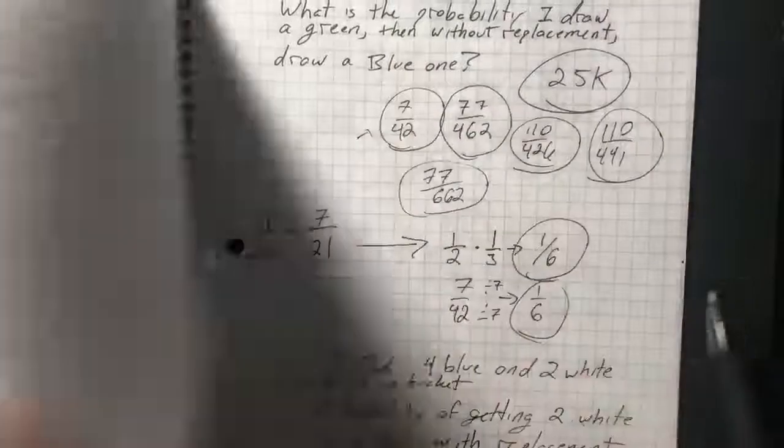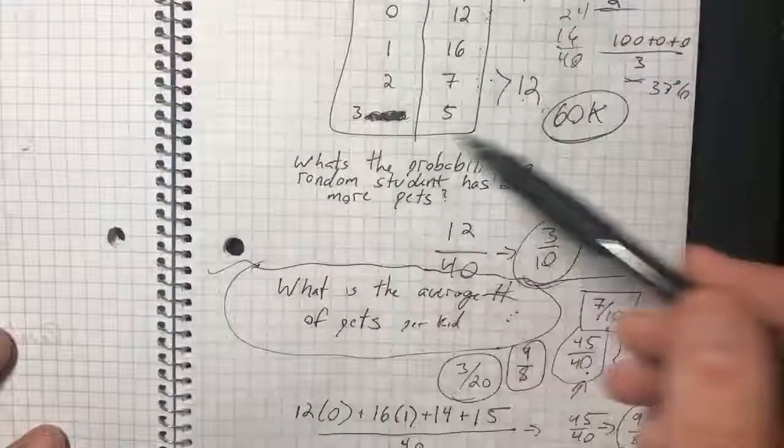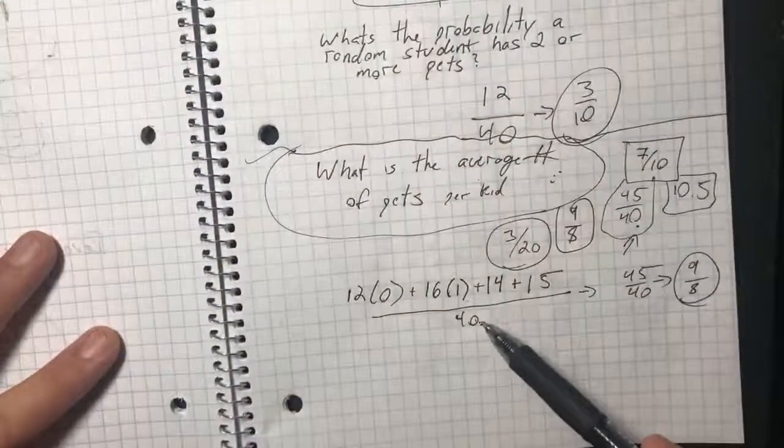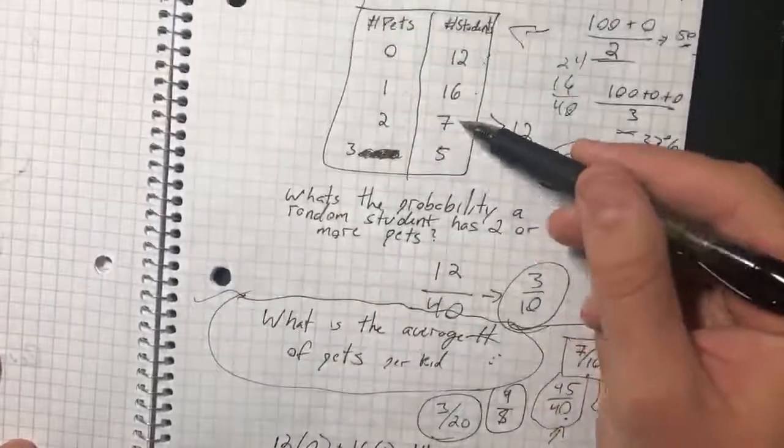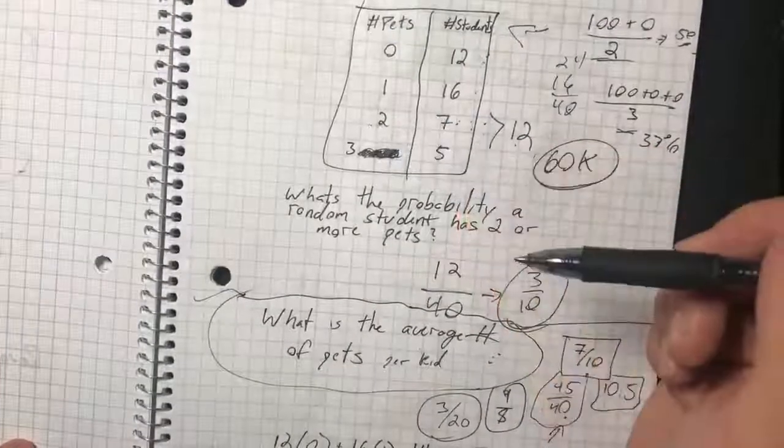So yeah, this is more probability stuff. And then for averages, just make sure that you update the total amount of kids and that you multiply the amount of kids by the amount of things that they have.